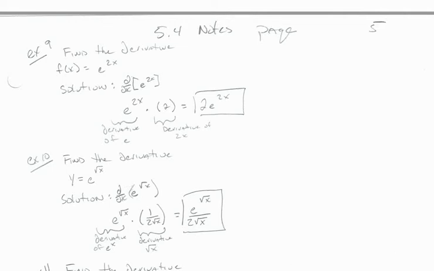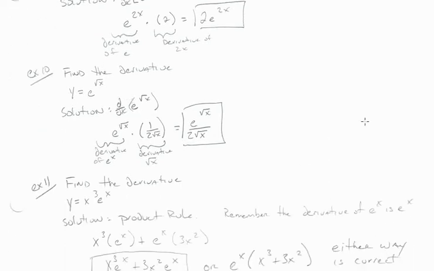Let's look at example 10 here. I'm trying to pick ones that are very similar to your homework problems so you can follow right along. We're going to find the derivative of y equals e to the square root of x. Okay, so we know the first part of the answer is e to the square root of x times the derivative of the square root of x, which ends up being 1 over 2 square roots of x. We've done that in past chapters, so that one should be pretty easy.